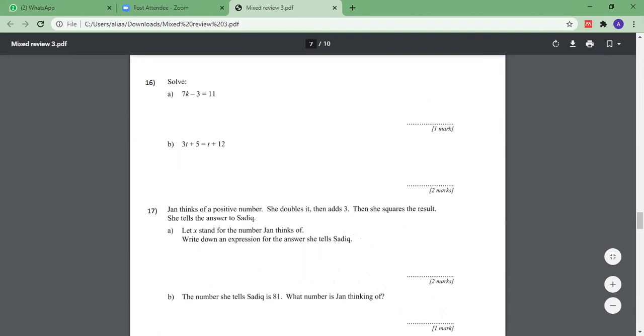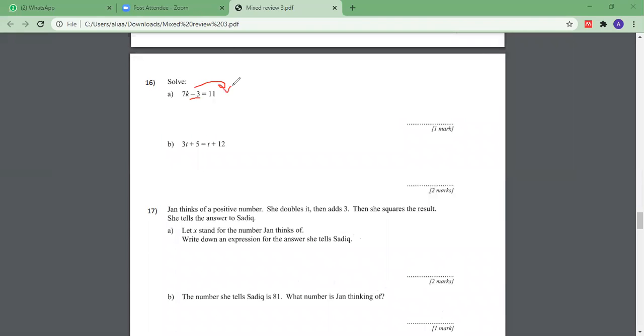Here, solving equation. First of all, I will put negative 3 to the opposite side, will be plus 3. So it will be 7k equals 14. And then I will take 7 to the other side, so it will be k equals 2.